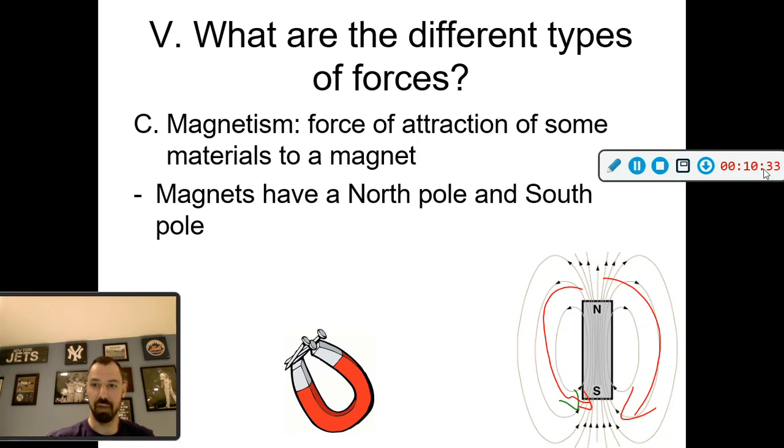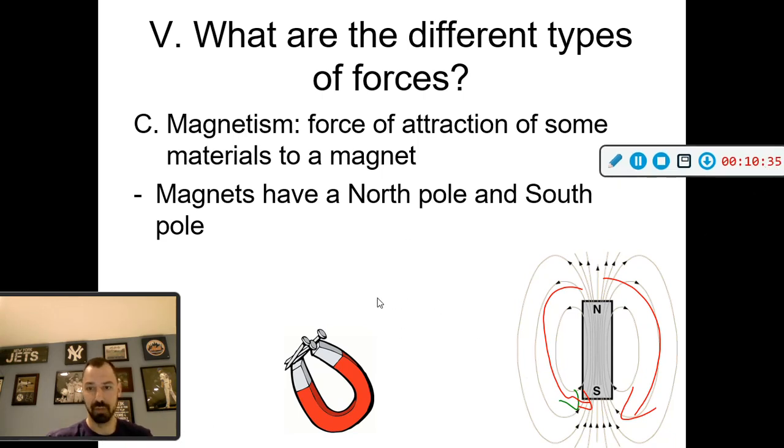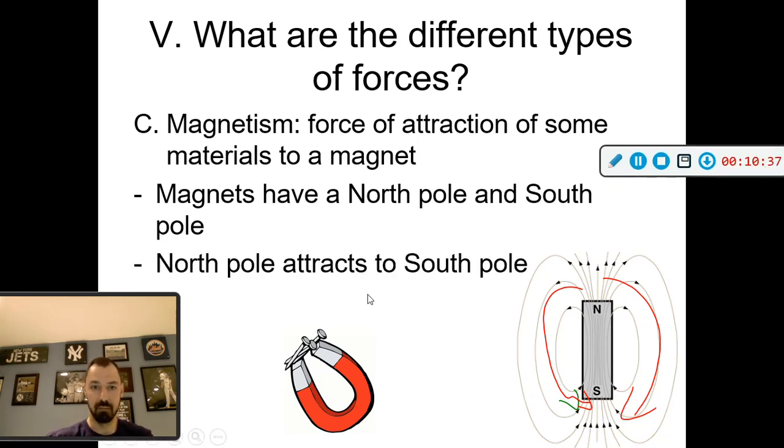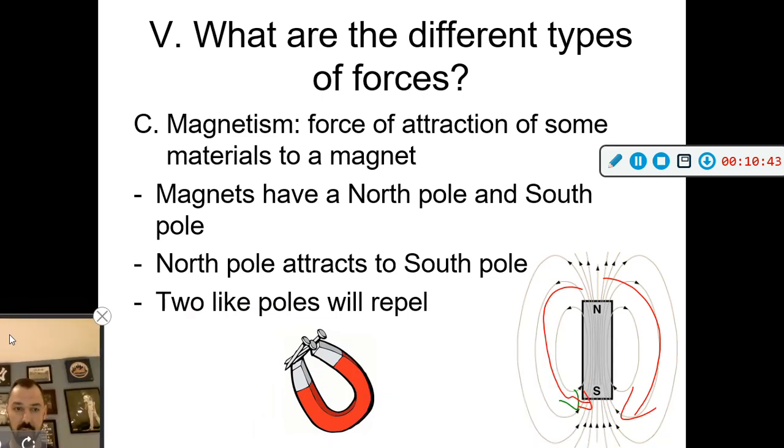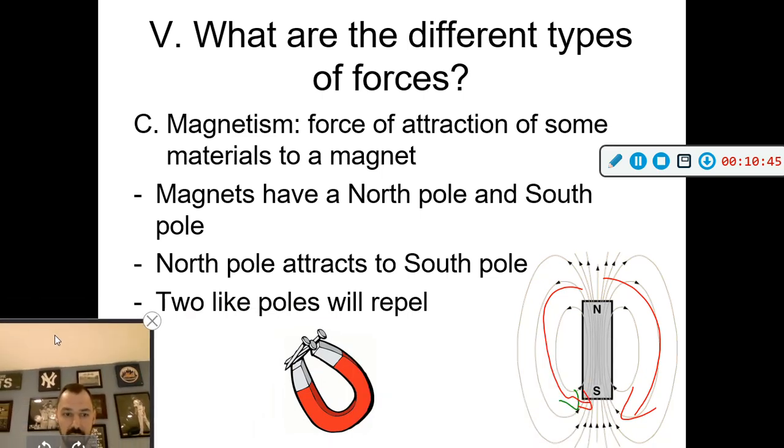Magnets have both a north and south pole. Okay, and the north pole attracts the south pole of the magnet, and the two like poles will repel. So this is something we can use in different applications.